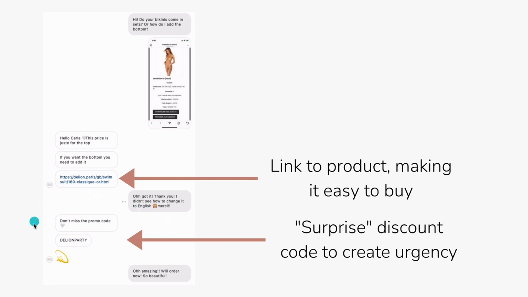And then they said, "Don't miss the promo code DeLion Party." So that then for me was like, oh my God, and I'm getting a promo code. I'm going to buy straight away. So that's a really, really nice surprise discount. Or again, sometimes if you don't like to give discounts, you might give a bonus and say, if you book by tomorrow, you're also going to get this for free.